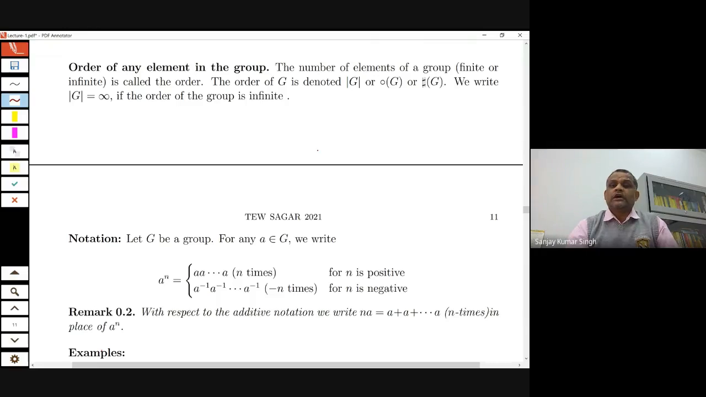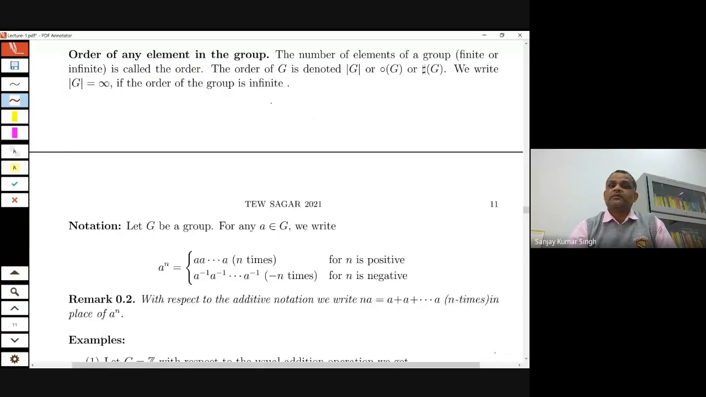Okay, so now some more notation. The number of elements of a group is called the order of the group, and I will denote it with these symbols. And whenever a group has an infinite number of elements, I will denote it by mod G is equal to infinity. It means the group has an infinite number of elements.